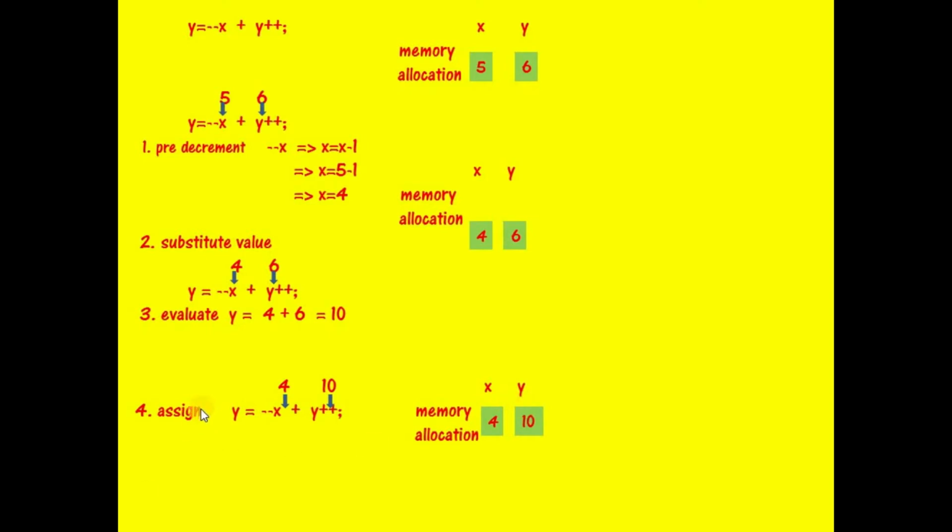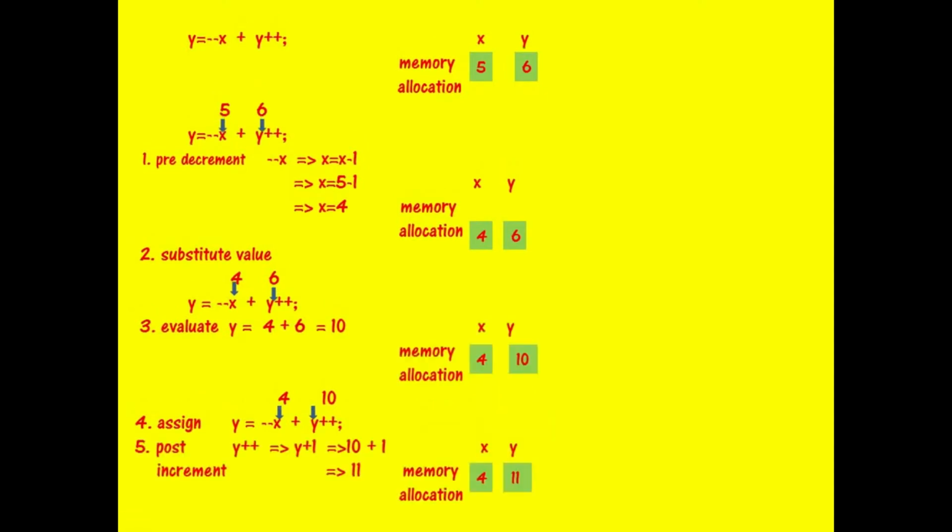In the fourth step, we assign the value. Fifth step, any post-increment or post-decrement. Here in this expression, the post-increment is already there, so execute this post-increment, y++. The updated value of y is 10. It increases by 1: y++ means y + 1, that is 10 plus 1, 11. So the latest value of y is 11. The 10 is replaced by 11. So now x is 4 and y is 11.